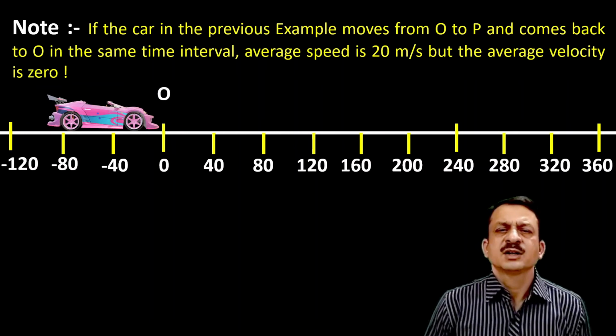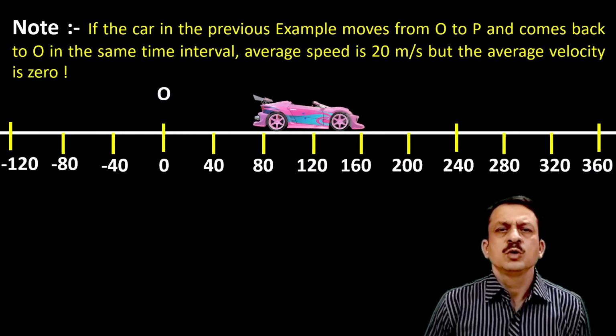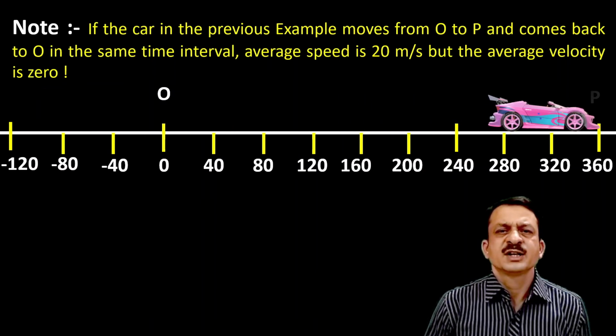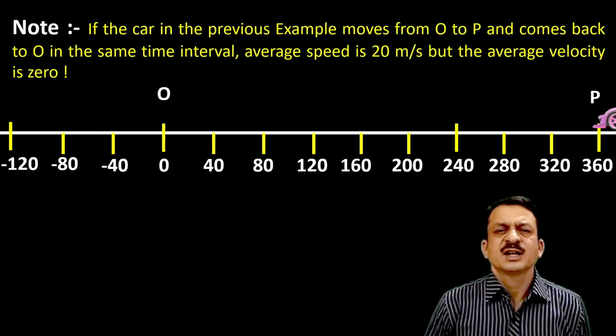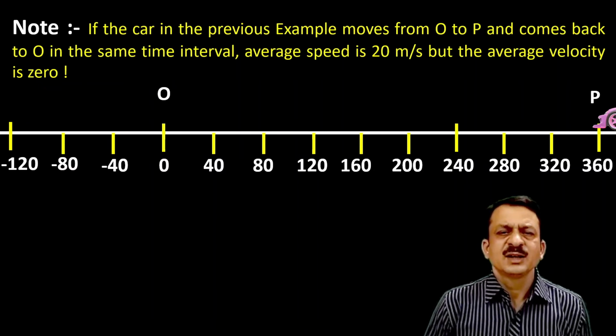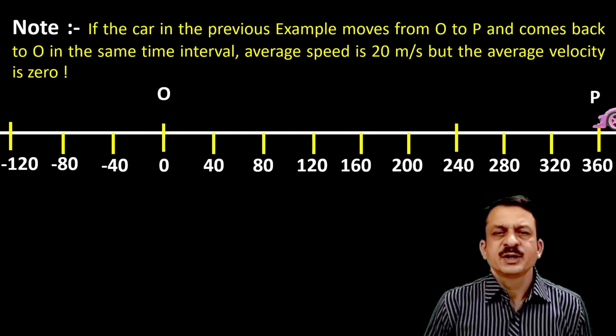Now we have the car at the point O. First it moves from O to the point P, which is at 360 meter. Now it reverses its direction. Clear? It has reversed its direction. Now it is at P. In this direction the path length is 360 meter, and the time taken is 18 seconds, as given in the previous example. Displacement 360, time taken 18.